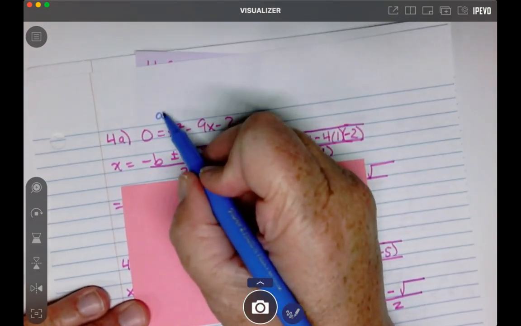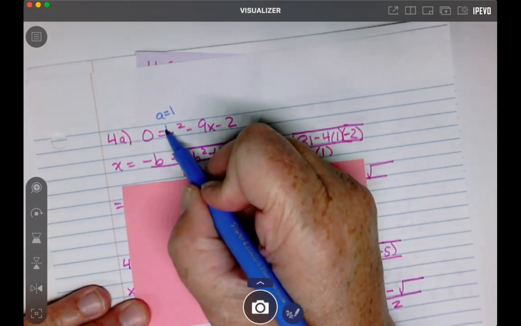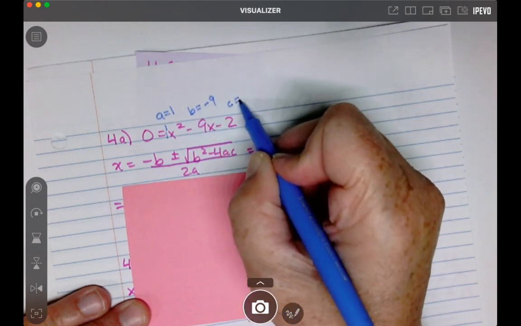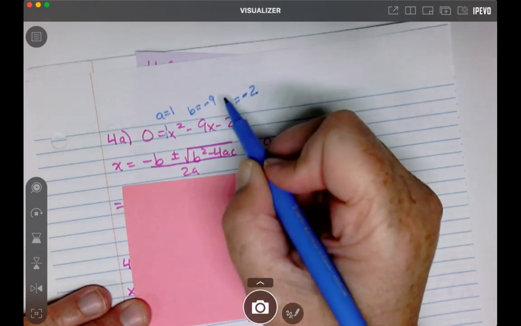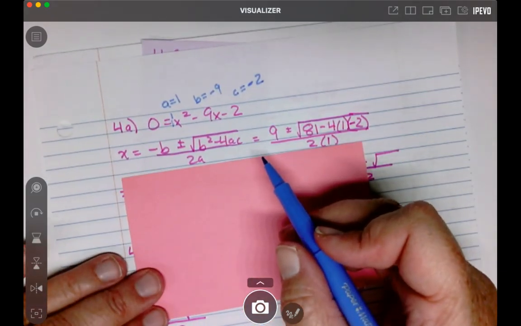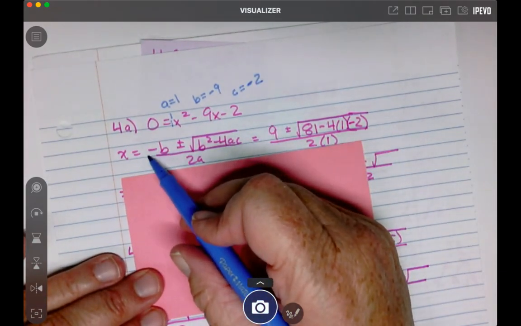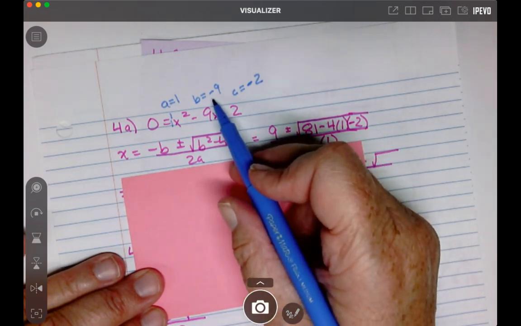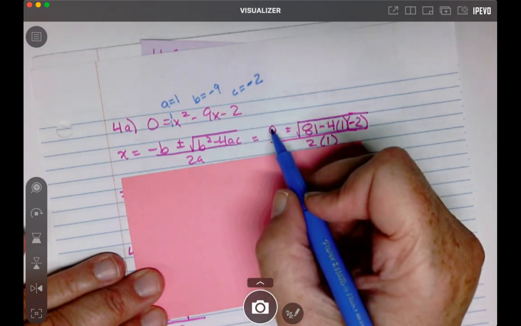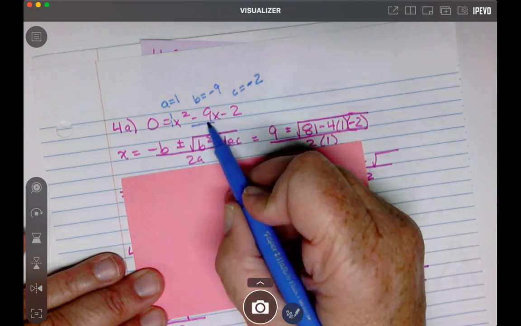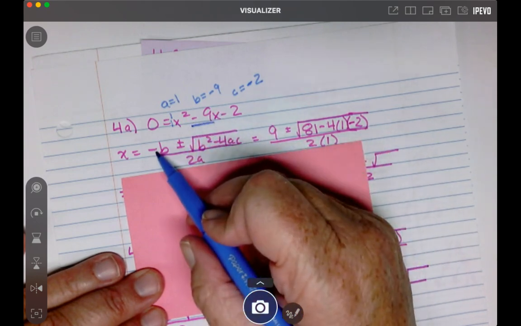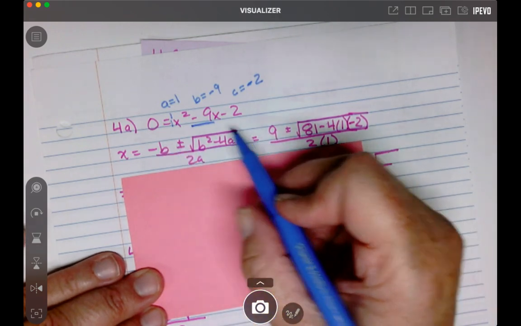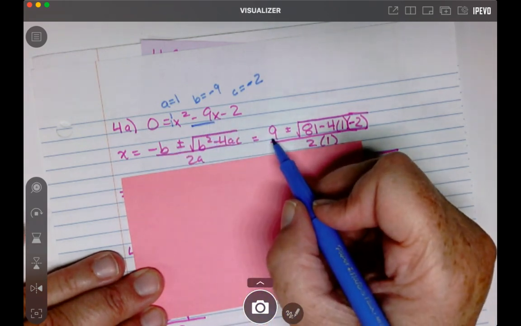Okay, so here I have a equals 1, right? There's an invisible 1 here. B equals -9, and C equals -2. So I'm going to have to be careful with my A, B, and C. If I'm going to put negative B in here, that means -1 times -9, so it becomes a positive. If you have a negative B here, then -9 is +9. Or most people just think of it as switch the sign.